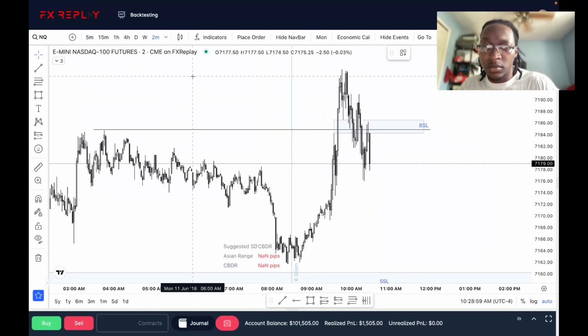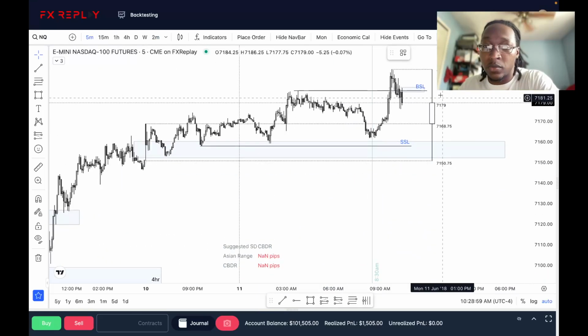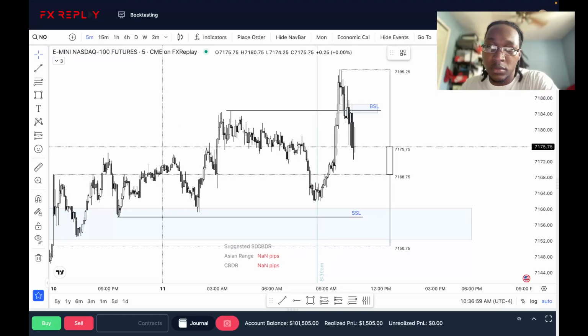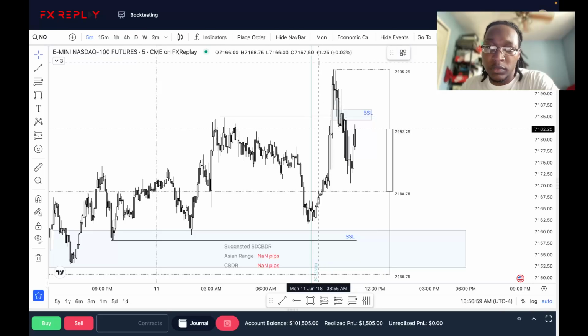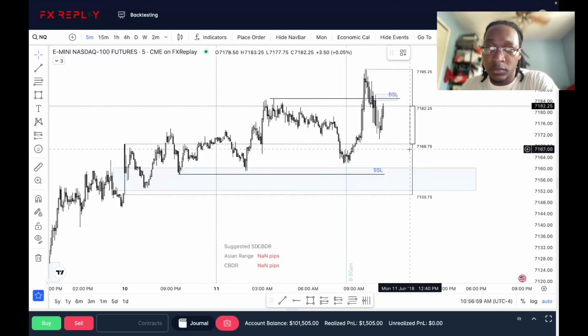2 minute. Yeah, there's your 2 minute gap right there. So I would want to see price continue lower for sell side. Struggling a little bit. Time 10:55.